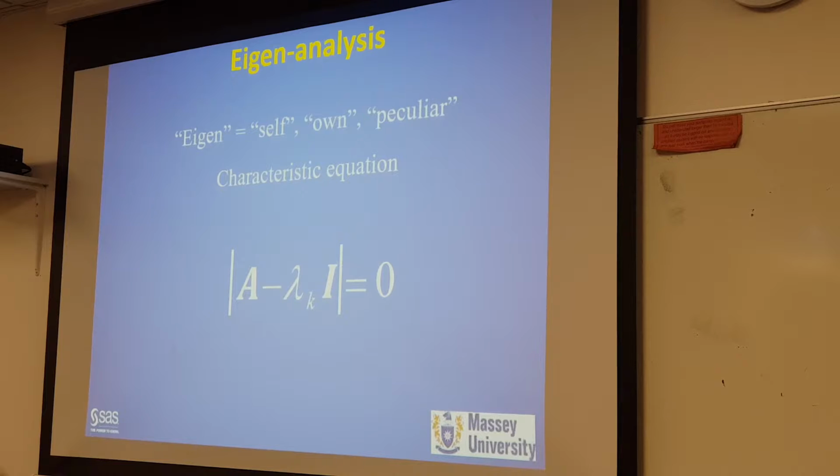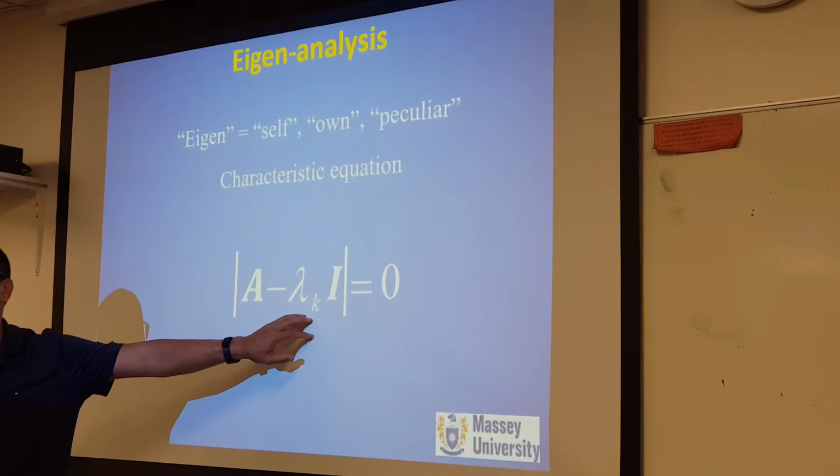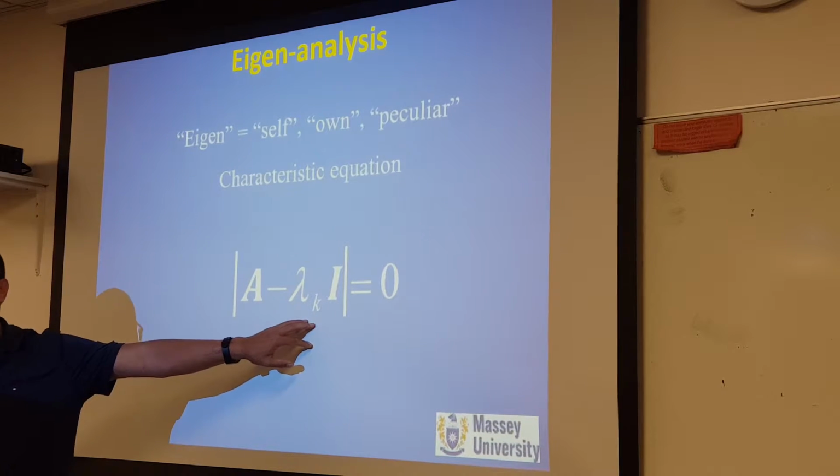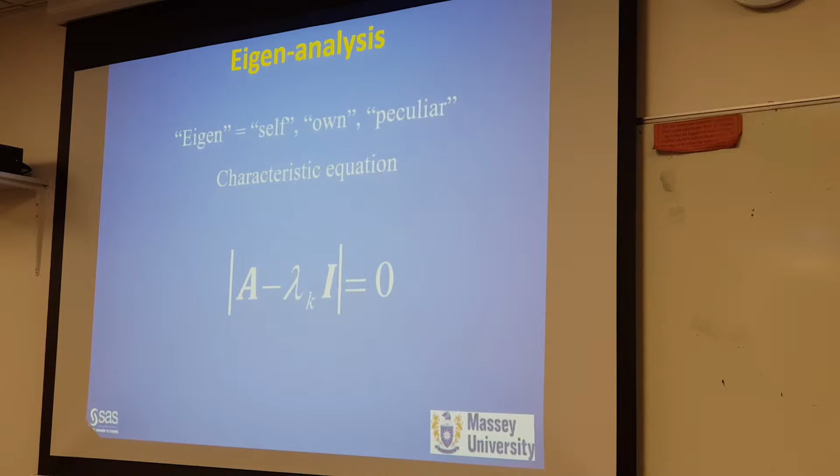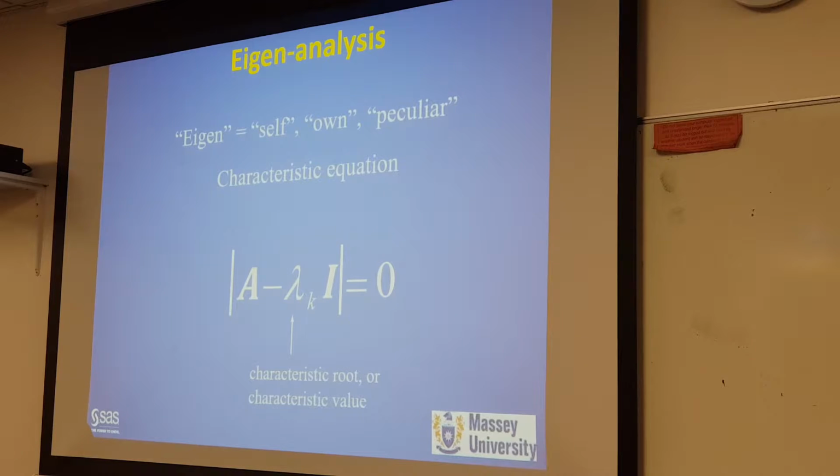So just to reconfirm, this is the eigenvalue. This is what we're going to find first, right? We've got a 3 by 3 matrix. There will be 3 of these that we can find. And this is sometimes called the characteristic root, or the characteristic value.